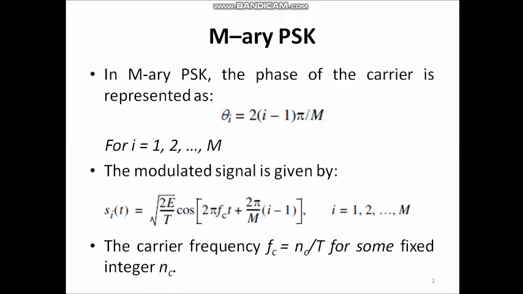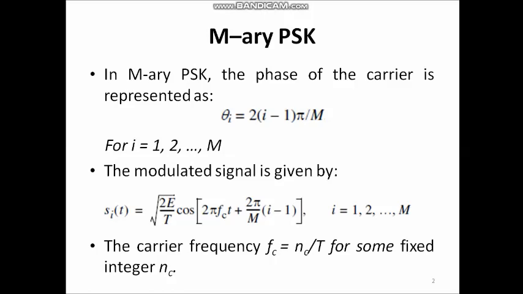So, here f_c is the carrier frequency and f_c equal to n_c by T, where n_c is some fixed integer, and capital T represents the symbol period, and the symbol period depends on how many bits are used in the individual symbol. As you can see in the expression, it is in the form cos(A plus B). What is the expansion for cos(A plus B)? That is cos A cos B minus sin A sin B. So, use that relation. It is basically similar to our QPSK derivation, same as that.